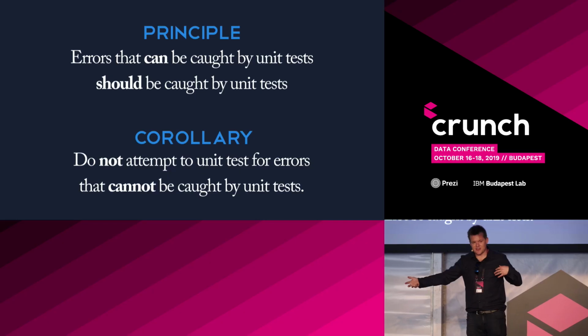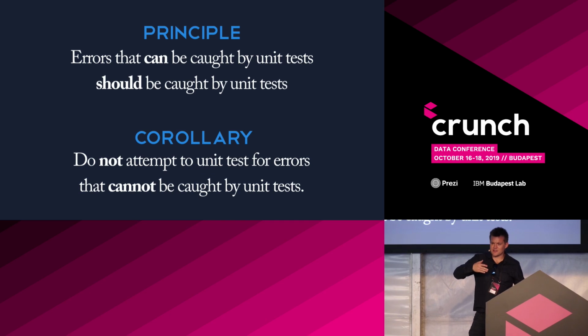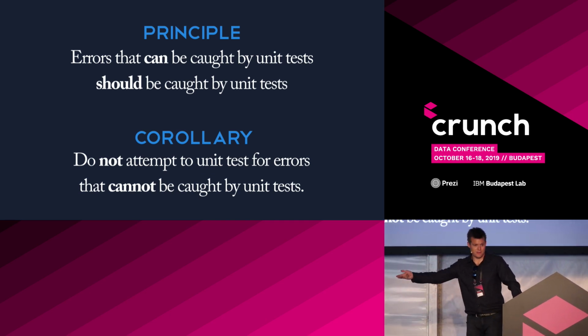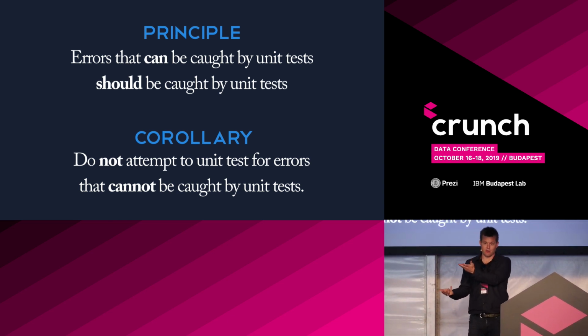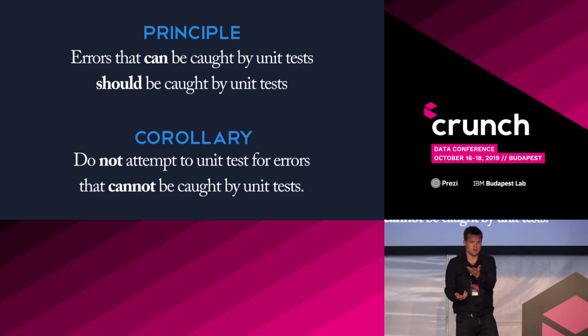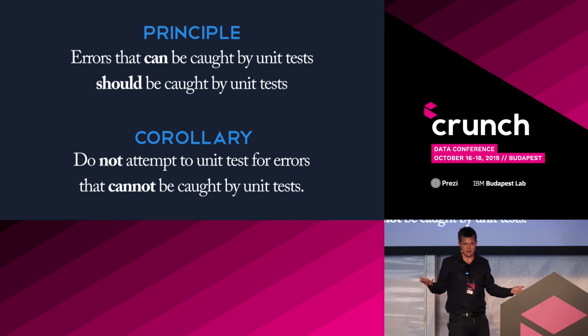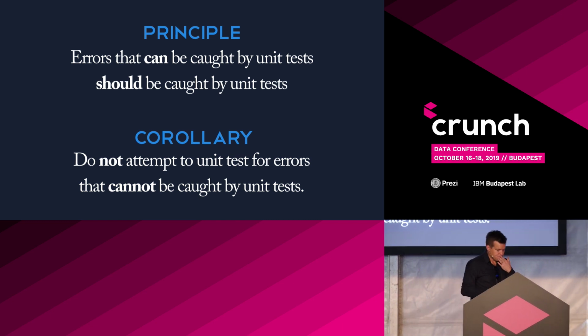But there's an important corollary, which is: don't attempt to catch things earlier in the process than you can. Like a data quality test, you have to run it in prod, because that's the only place where it really makes sense to run it. You shouldn't try to unit test Spark in too much detail, because it's impossible to mock.